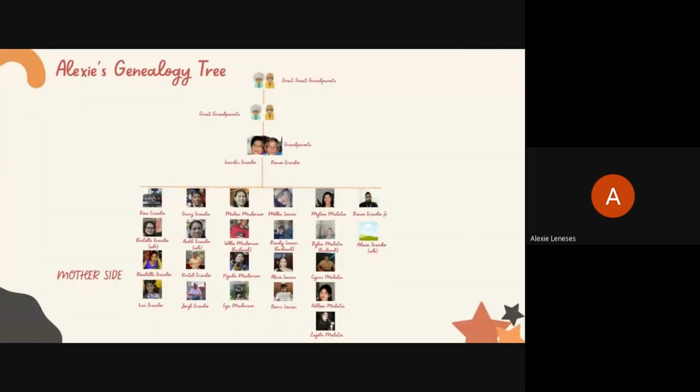So this is my genealogy tree. These are my grandparents, Lourdes Eranjo and Romeo Eranjo. They have 6 children: Rene Eranjo, Jerry, Malu, Melba, Maylene, and Romeo Eranjo Jr. There are 4 members in my family: my father, Randy Leneses, and my brother, Rich Boris Leneses.